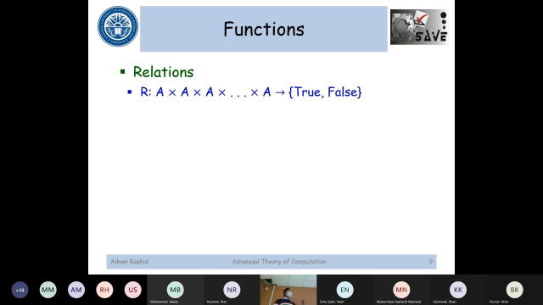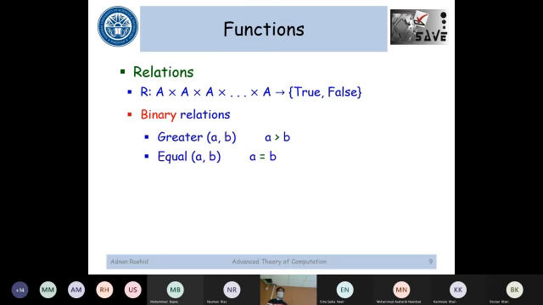So the very simple example from the maths would be the greater than function. Greater than is somehow a relation that is taking two arguments, A and B, and it is telling us whether A is greater than B or not. And similarly, you can have an equal relation as well.